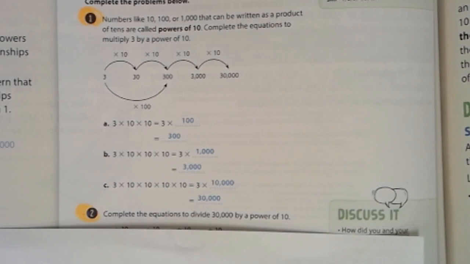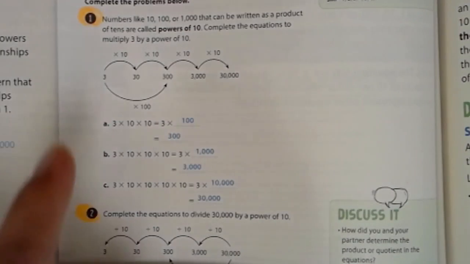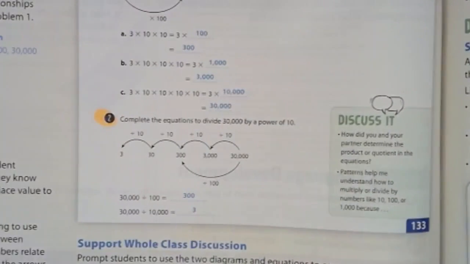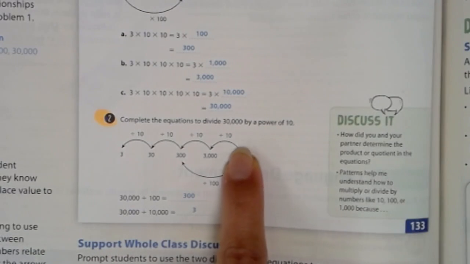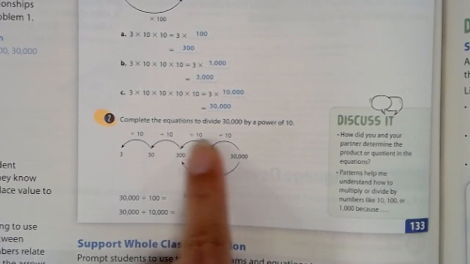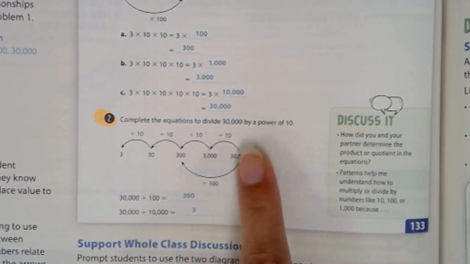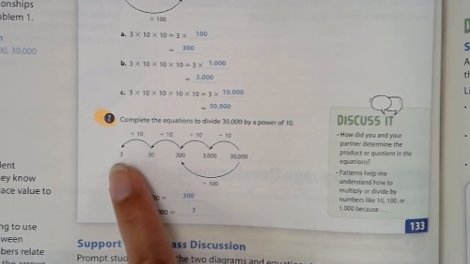Now they're asking us to divide 30,000 by powers of 10. So this time, instead of getting larger, our numbers are going to get smaller. So the first one was 30,000 divided by 100. So if we went to 30,000 and we went back 2 places, because 10 and 10 is 100, we got 300. Then we took 30,000 and we went backwards 4 times, because that's divided by 10,000. So that's 1, 2, 3, 4 tens, or 10,000, and that was 3.